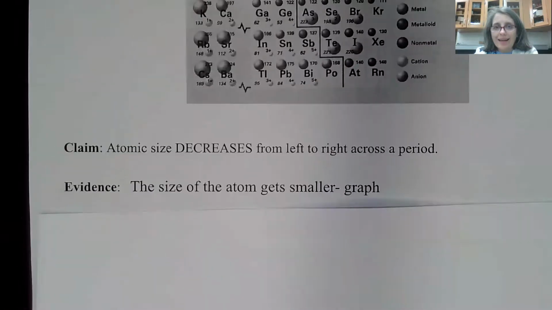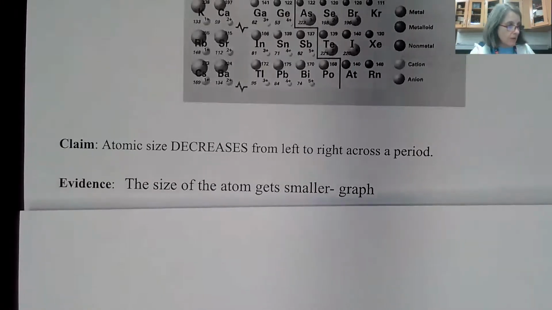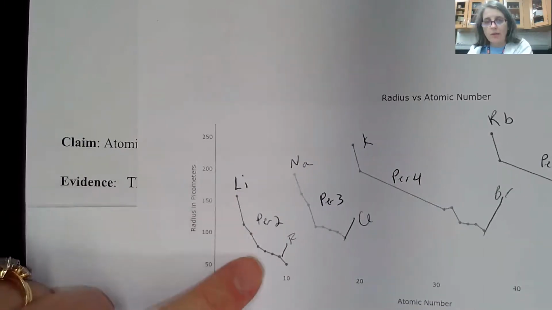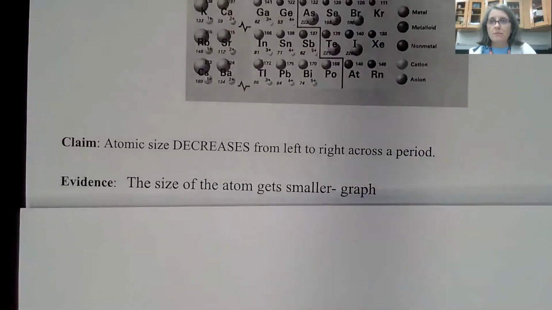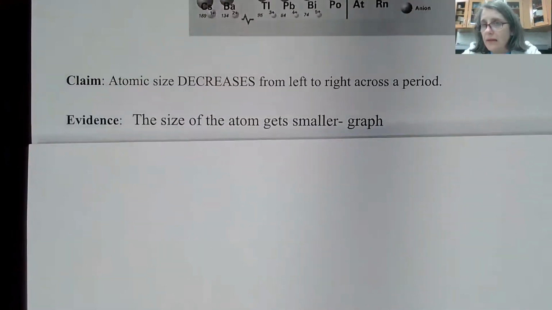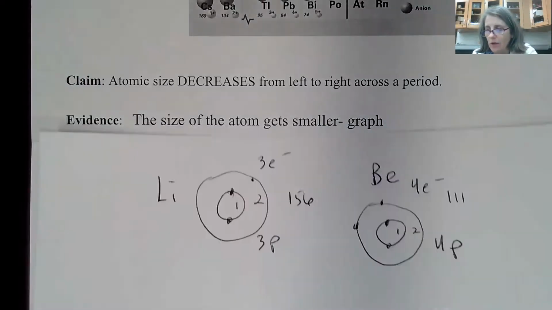Looking at data, it's pretty easy to see exactly what is taking place with the size. Graphing the data, you can see that as you go across the period, the numbers get smaller. You could use a graph, or data from the periodic table, to figure out which one is bigger. But this one is going to require more discussion on the reasoning part, because the reasoning part is probably the trickiest out of all of this.